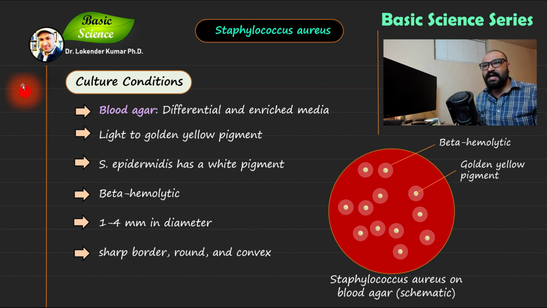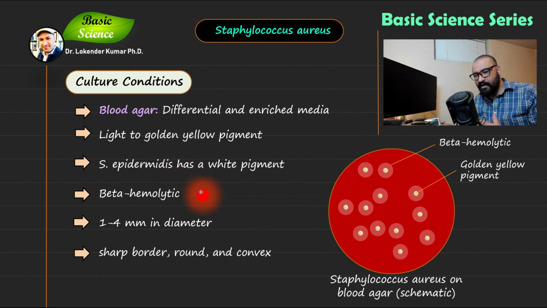In the next slide, I am trying to show you the profile of the Staphylococcus aureus colony on blood agar. Blood agar is a differential and enriched media. Differential, why? Because on blood agar, you can differentiate between different species of the same bacteria, and also enriched media because it's enriched in nutrients.